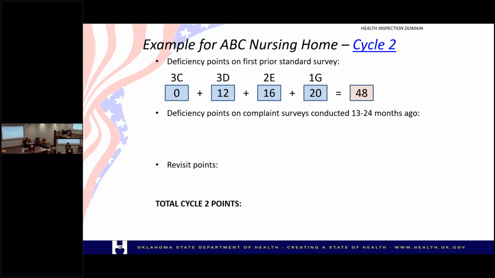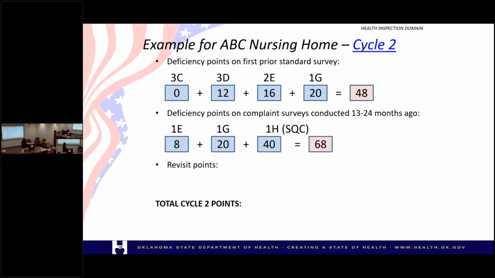So now we have to calculate the deficiencies for the complaint surveys. So 1E is how many points? 8. 1G, 20. And then 1H, which is a substandard quality of care. 35. Okay, it's a substandard quality of care. And remember, I told you if they determined it was that, you give them the points in the percent in the parentheses. So it's 40 points. Everybody following that? Okay. So all that added together equals 68 points.